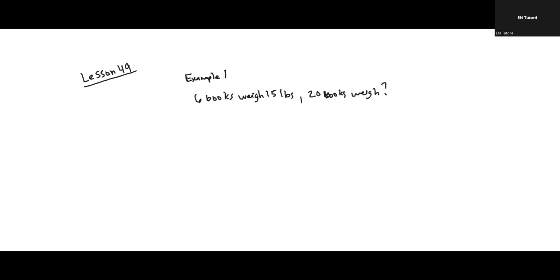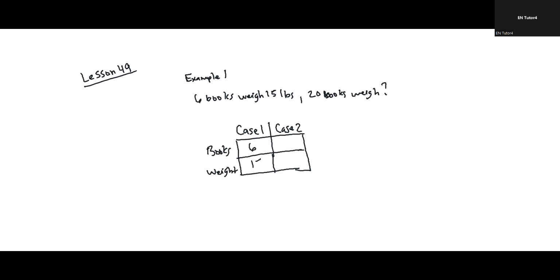What we've done in the past is create a little grid, a little table, where we have 2 different situations and a couple of rows. The first row is our books, and here is the weight. We enter in those values. In the first scenario, we've got 6 books and they weigh 15 pounds. In the second scenario, we have 20 books, but we don't know what they weigh. So that's the value that we're trying to find.